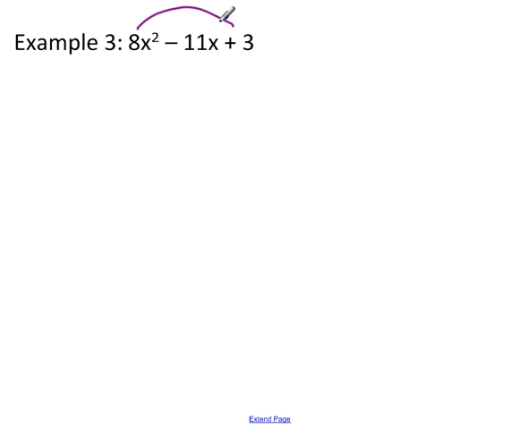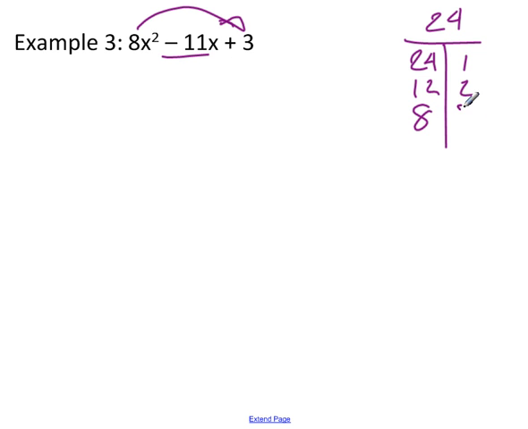Multiply 8 times 3, I get 24. What multiplies to make 24? 24 and 1, maybe a 12 and a 2. Again, this is positive, so they're both the same. We're trying to add up to 11 here. How about 8 and 3? They make 11. But since this is negative, both of these have got to be negative to make that negative 11. So I've got my 8x squared.